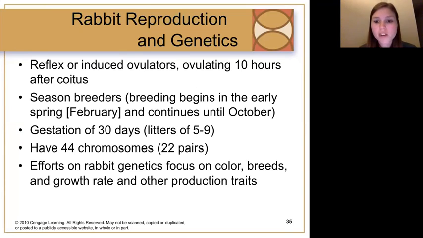They're seasonal breeders, so their breeding will begin in early spring, February, and continues until October. They have a gestation of only about 30 days, and they'll typically have litters of 5 to 9. They have 44 chromosomes, and efforts on rabbit genetics mainly focus on color, breeds, and growth rate, as well as other production traits.